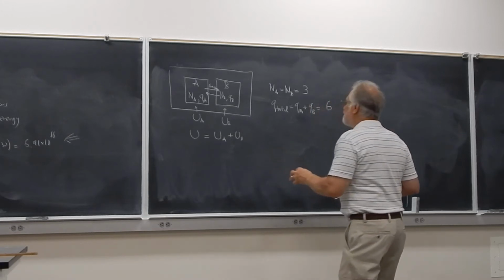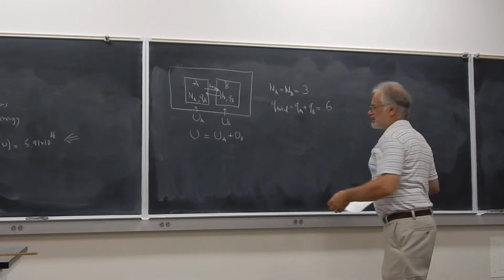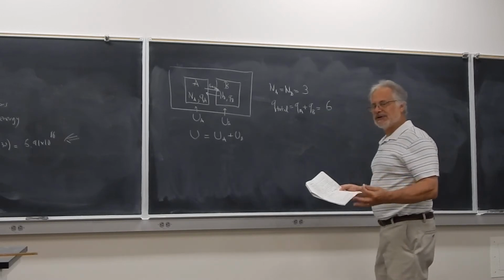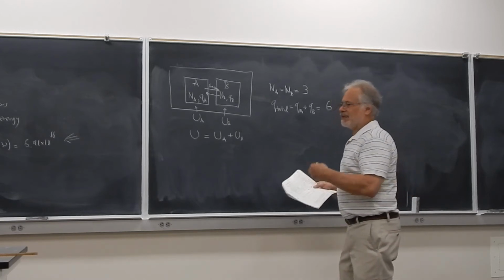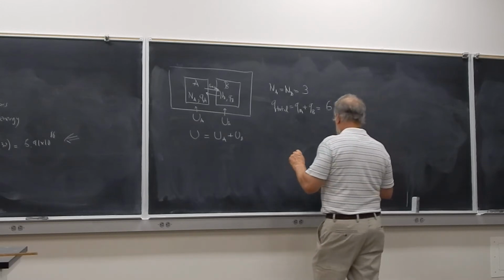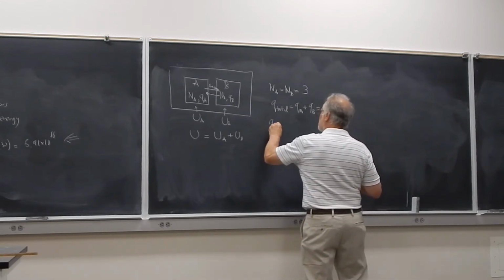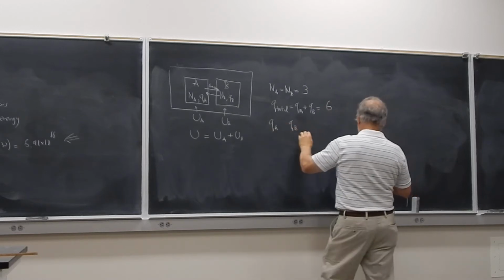Let's make a table of what the possible results can be. We can do this for this small number of things. We could certainly not do it for something like 20 oscillators or Avogadro's number of oscillators or something like that. But we can do it for a small situation just to get the feel of what we're getting ourselves into and why this is going to be important.